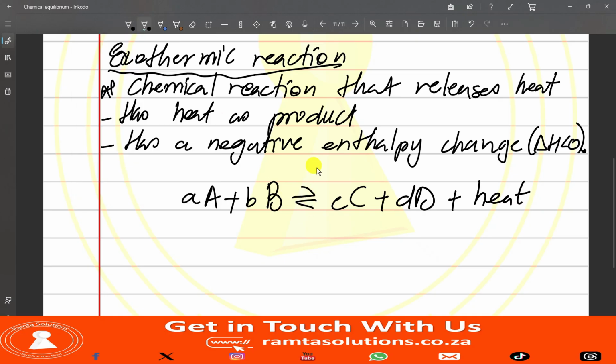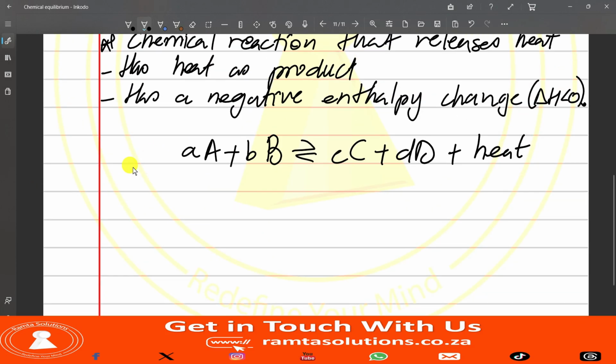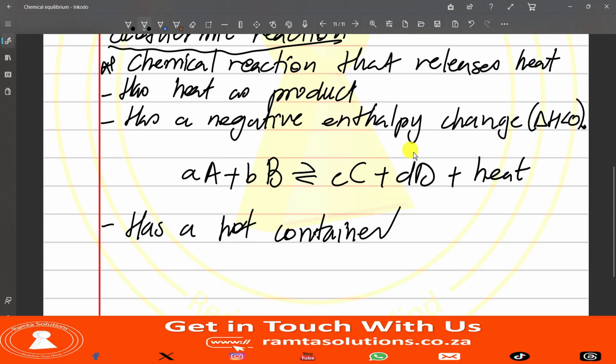So here, the container is very hot. An exothermic reaction has a hot container. I need you guys to remember this information.